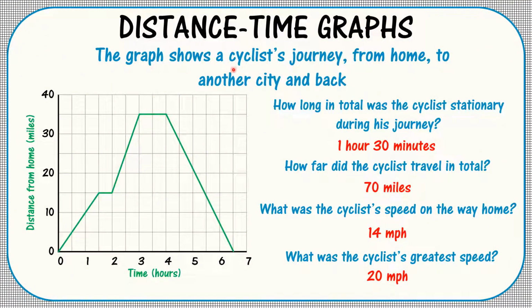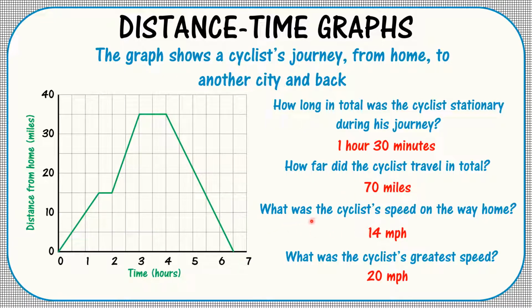The graph shows a cyclist's journey from home to another city and back. How long in total was the cyclist stationary during his journey? What you should know is that the horizontal represents stationary. So he was stationary at this point, which is for half an hour, and he was stationary from this point to this point, which is an hour. Therefore, in total, he was stationary for 1 hour and 30 minutes. The second question, how far did the cyclist travel in total? As you can see, he traveled 35 away from his house and he traveled 35 back to his house. Therefore, the cyclist traveled 70 miles in total.